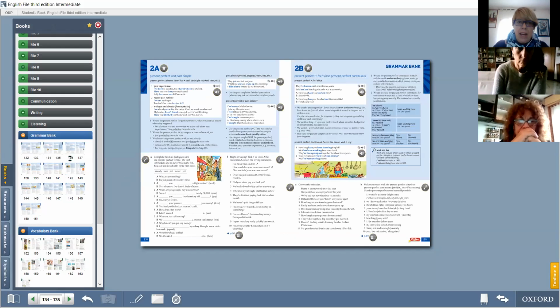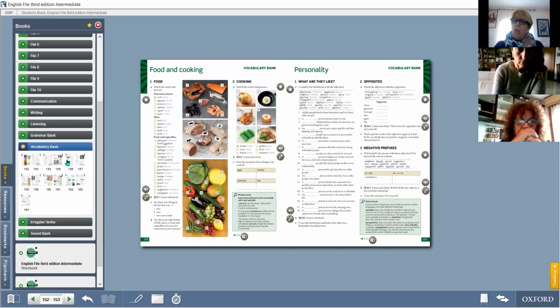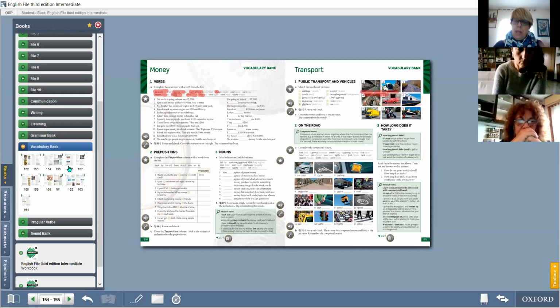So you've got everything at the bottom of your book, and the same for the vocabulary bank, all grouped in various categories, with some exercises to revise and to see everything regarding the vocabulary.